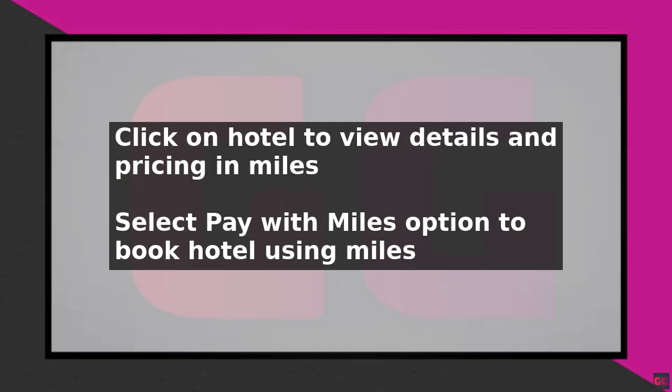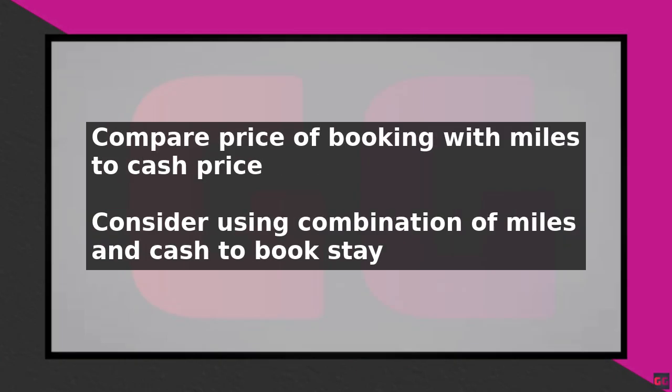Additionally, some hotels may not offer all amenities or services when booked with miles. So be sure to review the hotel's policies before booking. To complete your booking, follow the prompts to enter your personal and payment information. You will need to provide a credit card to cover any incidental charges, such as food or parking. Once your booking is confirmed, you will receive an email with your hotel reservation details.